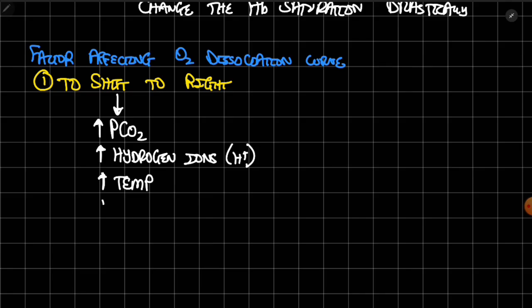Then last, but the most important, is the increase in 2,3 BPG or 2,3 DPG. Better we will write it BPG, biphosphoglycerate. So the shift to the right is observed when this condition is there, and the net result of shift is increased pH. Normal is 7.35 to 7.45. The pH can go down to 7.2, or 7.25 to 7.30 or somewhat like that.